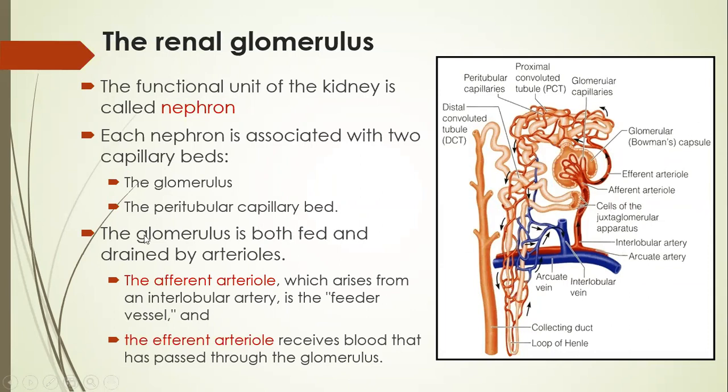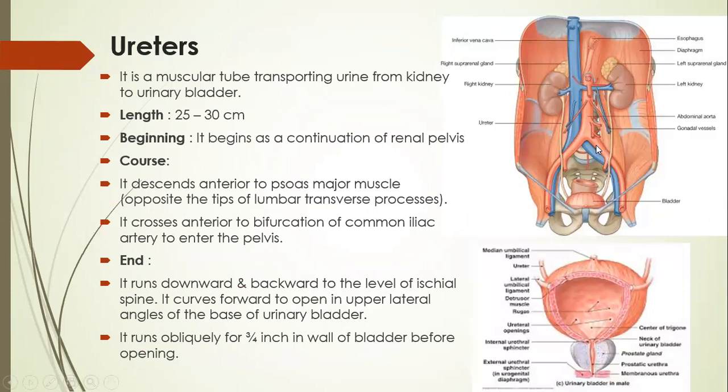The glomerulus is both fed by an arteriole and drained by an arteriole. As I said, it is supplied by the arteriole and drained by the arteriole. This is called the afferent arteriole, and the one which drains is called the efferent arteriole. The afferent arteriole arises, as we have already seen, from the interlobar arteries, the feeder vessel, which gives the afferent arteriole close to the glomerulus, and it is drained by the efferent arteriole, which receives blood that has passed through the glomerulus. Here it goes, then filtration takes place, then it is drained by the efferent arteriole, as I said before. Now coming to the second part, this is all about the kidney.